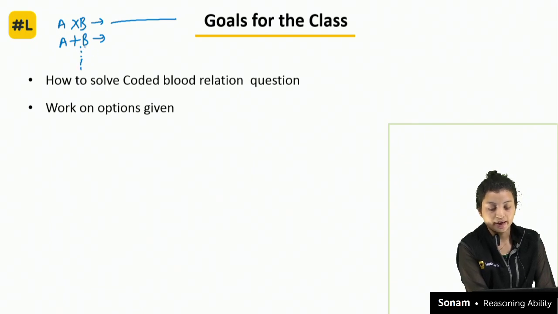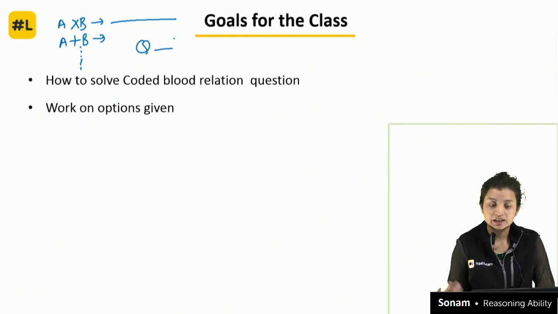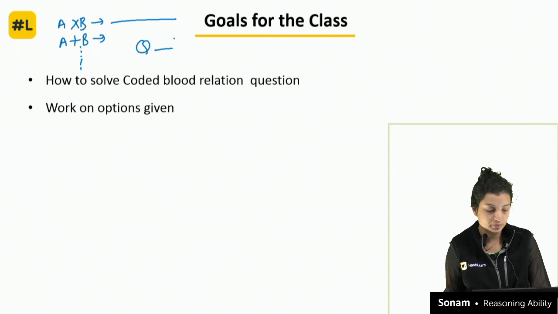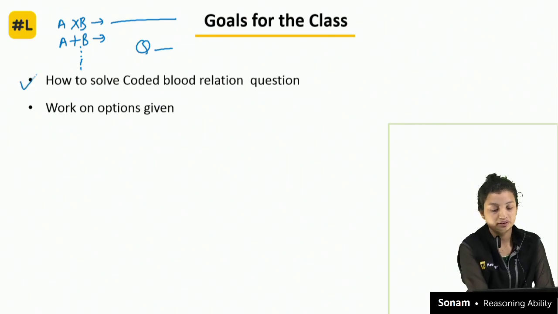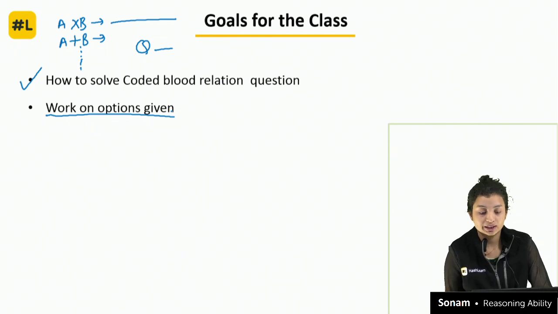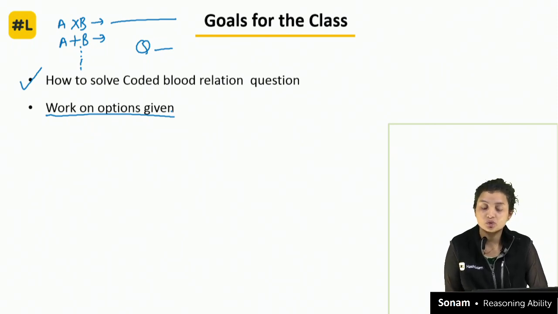These are the statements, and on the basis of that, some question will be given to you. So directions will be given in the question, and then on the basis of those directions, one question will be given to you. It can be multiple also. Alright, so how to solve the coded blood relation question? We will see that. Second, we will work on options. In this type of question, you need to work on the options properly.